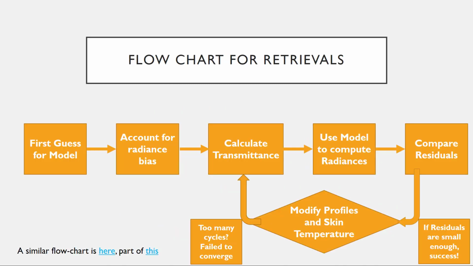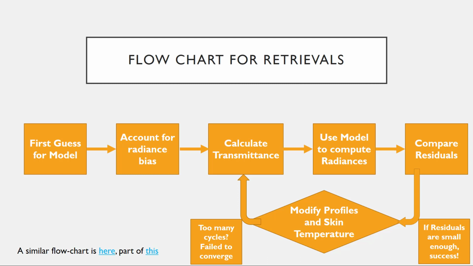This flowchart kind of shows you graphically what's going on. You start with your first guess. If there's any bias in there, you account for that. Then you calculate your transmittance. You use a model to compute the radiances, and then you compare what has been computed by the model to what you have observed. You compute the residuals. The residual is the difference between those two.